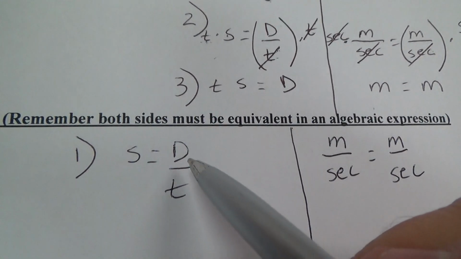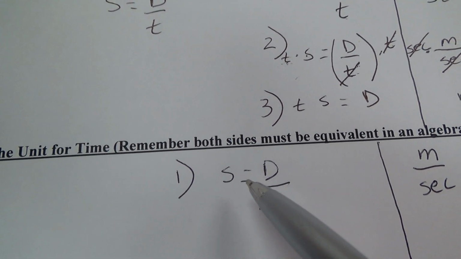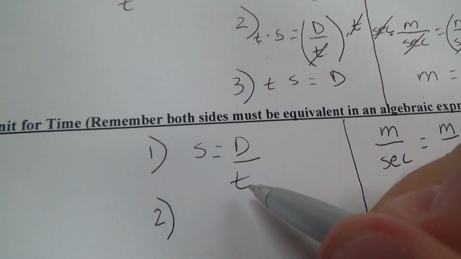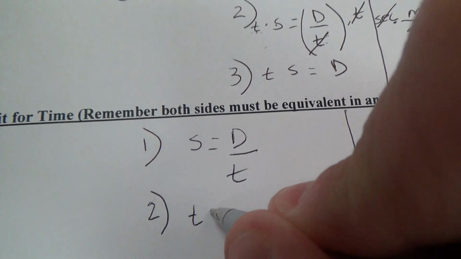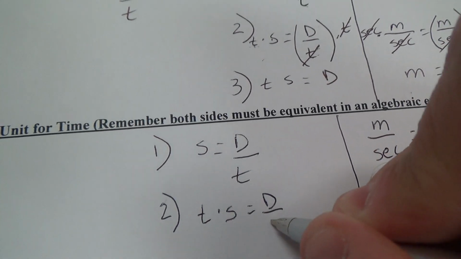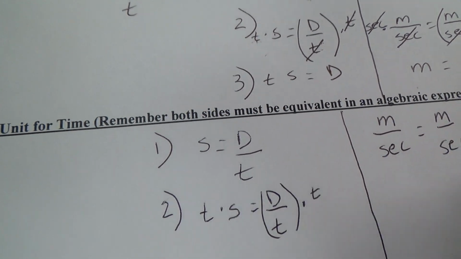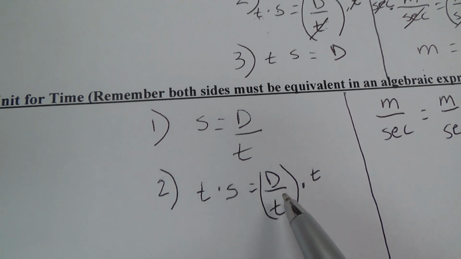I need to get time by himself. But the problem is I got to do 2 steps. So let's go step 2. You know what to do. Multiply by time on both sides, right? So it's t times s equals d over t times t. See what I just did right there? Again, both sides have to be equivalent.